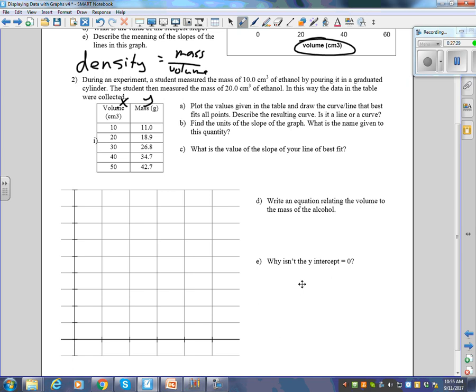Go ahead. That you've given it your best shot. Okay, so plot the values given in the table and draw the curve or line that best fits the points. Describe the resulting curve. Is it a line or is it a curve?